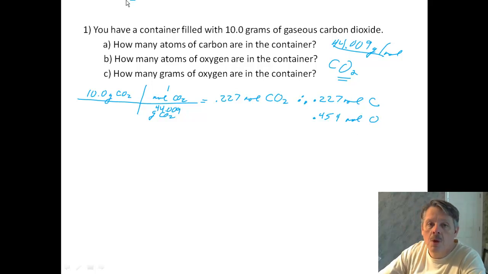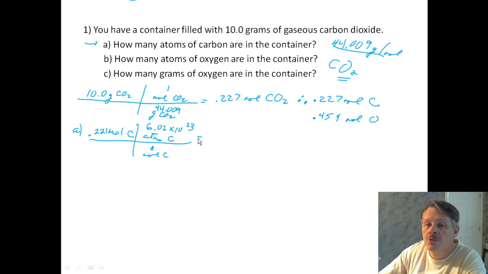Alright, so let's look at problem A. Now that I've gotten that far, I should be able to do problem A. Problem A says, how many atoms of carbon are in the container? Well, if I have 0.227 moles of carbon, then I should be able to go from moles of carbon to atoms of carbon. And for every mole of carbon, there's 6.02 times 10 to the 23rd atoms. That will give me 1.37 times 10 to the 23rd atoms of carbon.